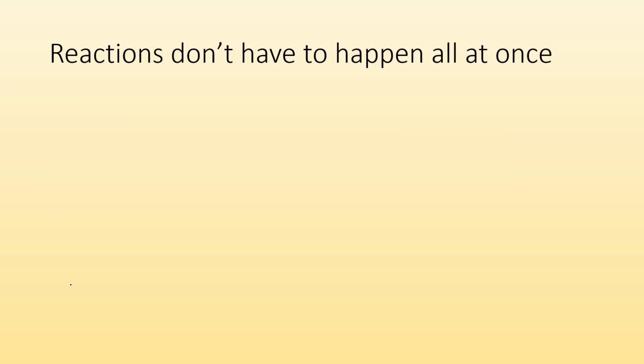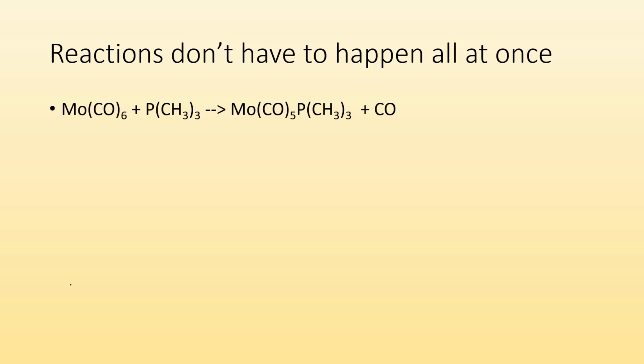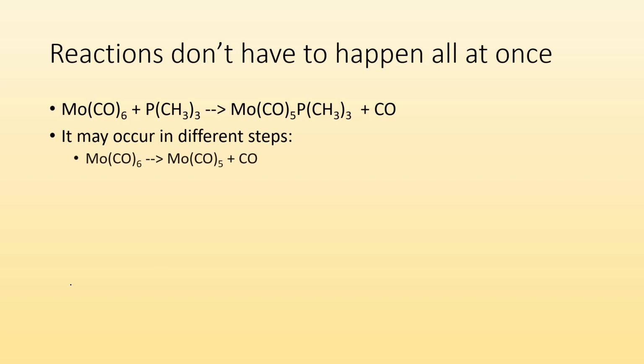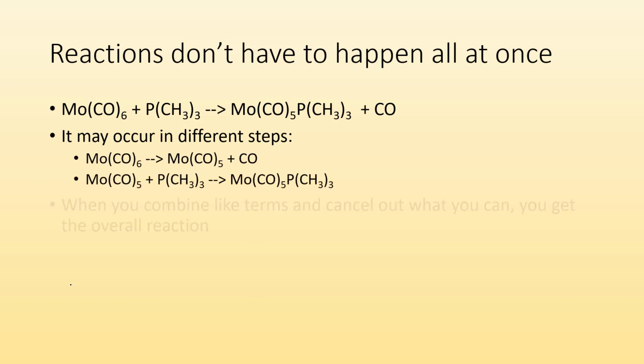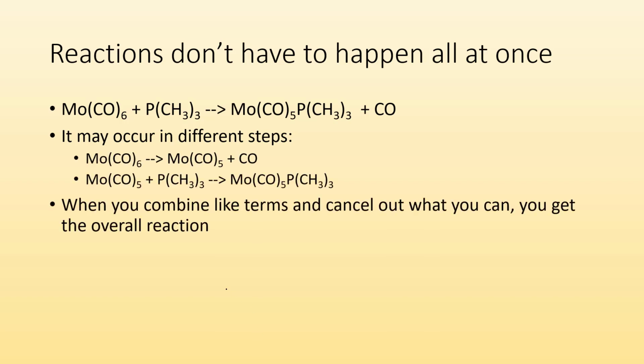So reactions don't have to happen all at once, turns out. So if this is our complicated reaction, right? We got a bunch of stuff happening, bonds are being broken, new ones are being made. It can occur in different steps. It doesn't have to happen all at once. So instead, maybe it happens in a couple of steps. And you can see, let's call that step 1. We'll call this step 2. When you combine the like terms and cancel out what you can, you get the overall reaction.